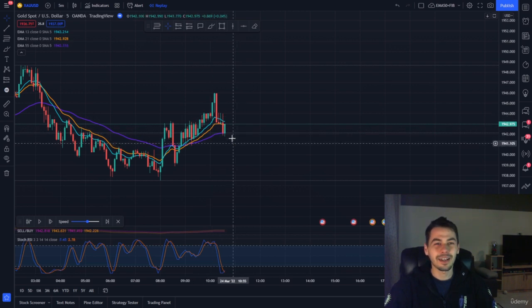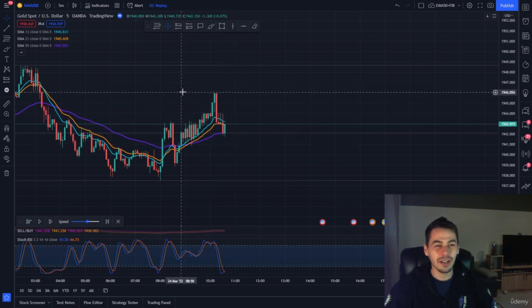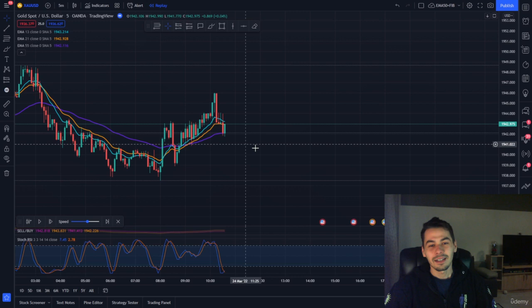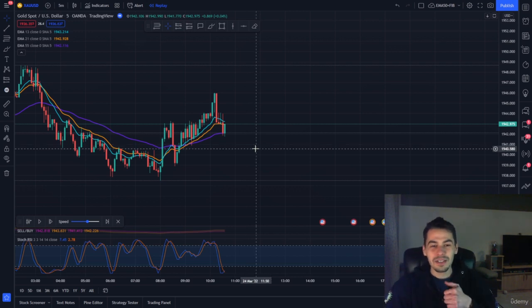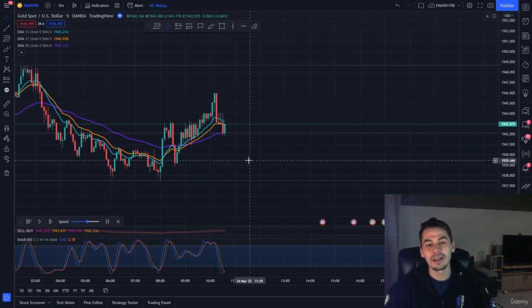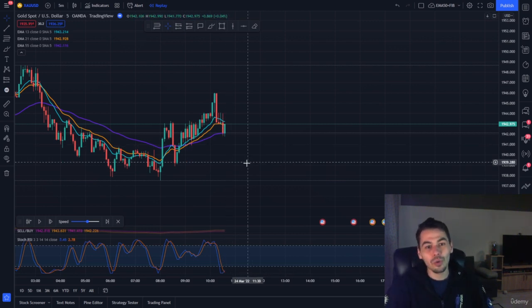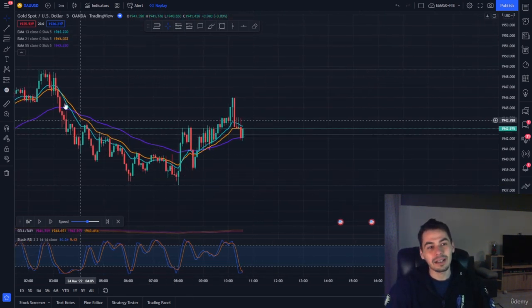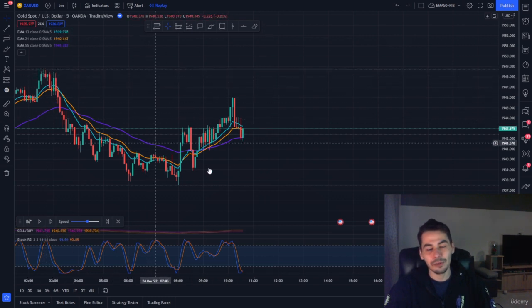Okay, let's take a look at this example right now. We are still on gold, still the same strategy. Now, as you can see, all the conditions are lined up for a buy. As you can see, the light blue EMA is above the orange EMA. We have a nice retest on the purple EMA with a strong bullish candle closing. The stochastic RSI is right where we need it.